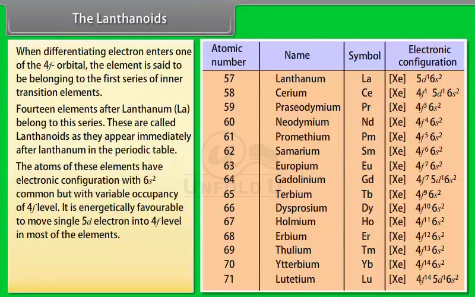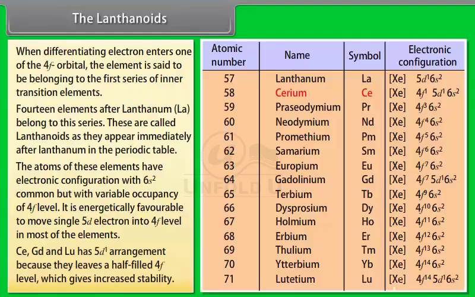These are called lanthanoids as they appear immediately after lanthanum in the periodic table. The atoms of these elements have electronic configuration with 6s2 common but with variable occupancy of the 4f level. It is energetically favorable to move a single 5d electron into the 4f level in most of the elements. Cerium, gadolinium and lutetium have a 5d1 arrangement because they leave a half-filled 4f level, which gives increased stability.